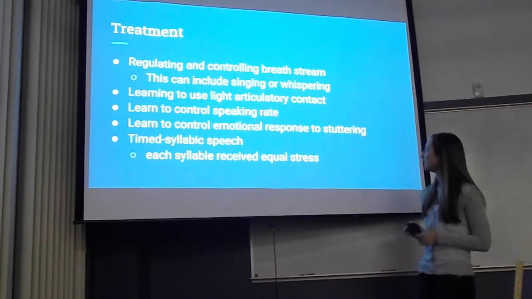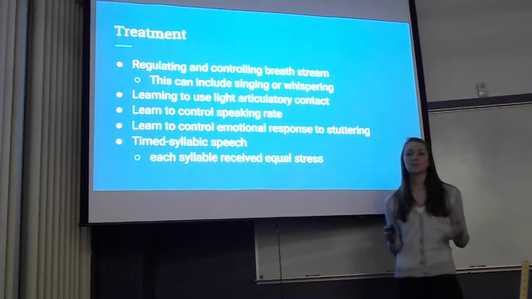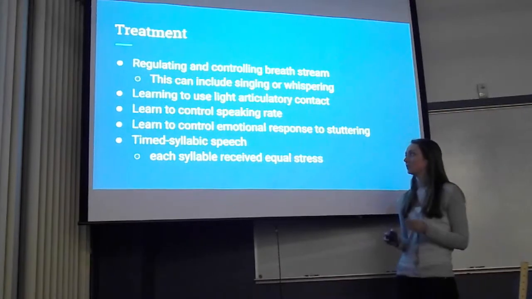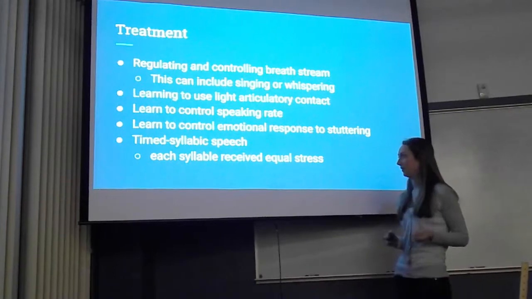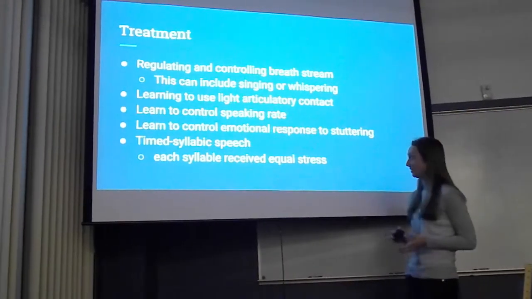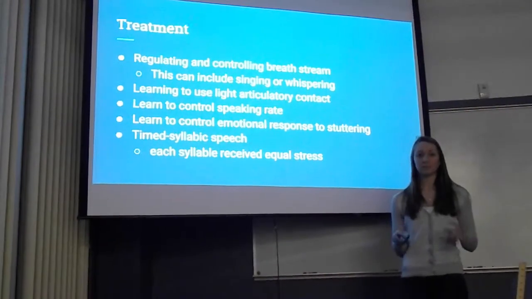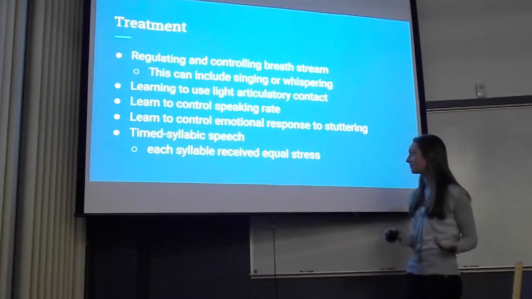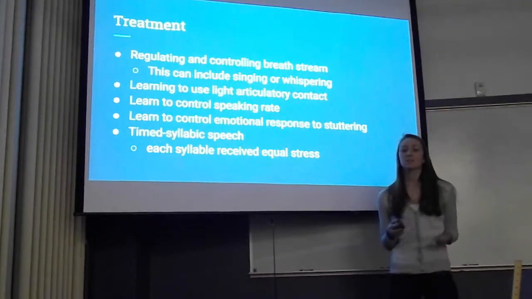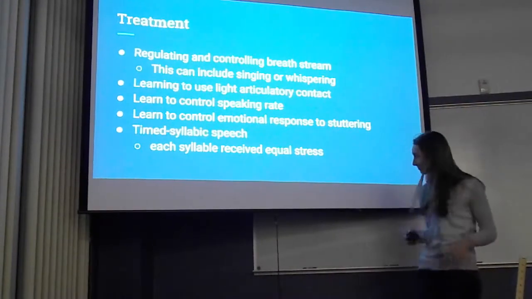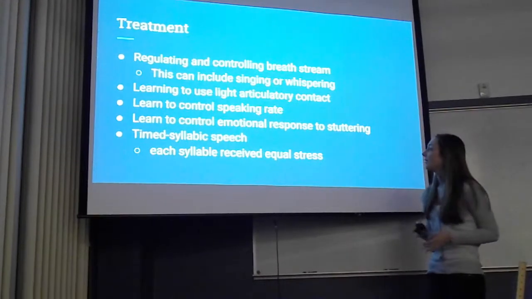But they can also use to learn light articulatory contact, because a lot of times during a stuttering episode, the stutterer will just have really hard consonants and cause more tension and worsen their stuttering symptoms. So if they can use their light articulatory contact, they can reduce their tension and improve their overall speaking. Learning to control their speaking rate is also important. Many stutterers need to slow down because they talk too fast. And so by slowing down, they can usually gain more control over their articulators.